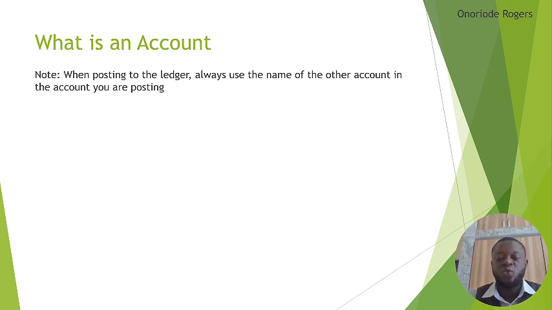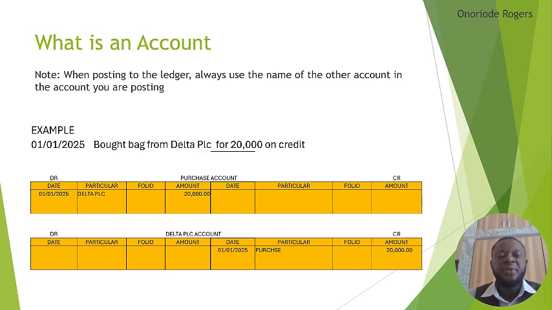I will explain this with an example. On the 1st of February 2025, bought bags from Delta PLC for 20,000 naira on credit. First of all, let's identify the two accounts this transaction is going to impact. Identify that this is not a cash transaction but a credit transaction. So the name of the person we are buying from is going to appear in our books because you are buying on credit. But supposing you are buying in cash, the name of the person you are buying from is not necessarily going to appear in our books.